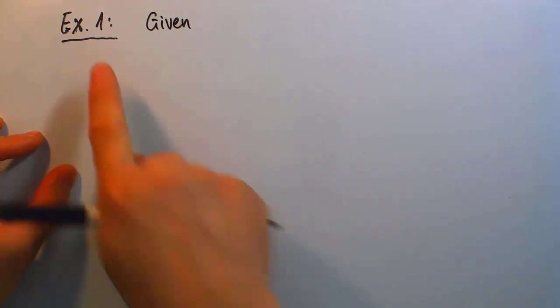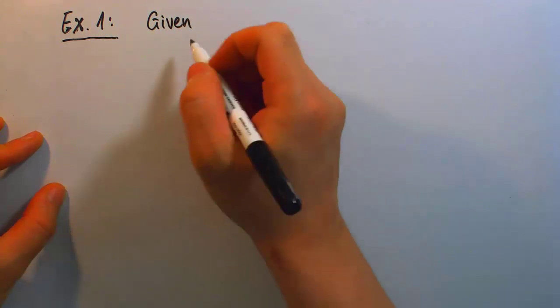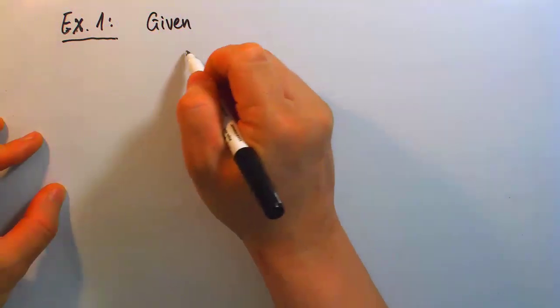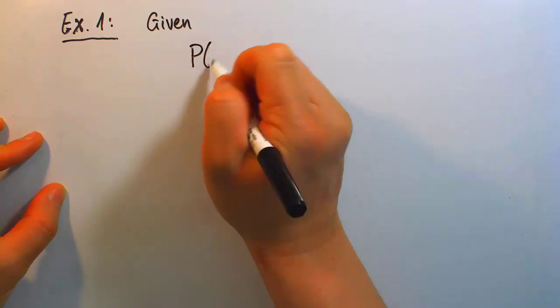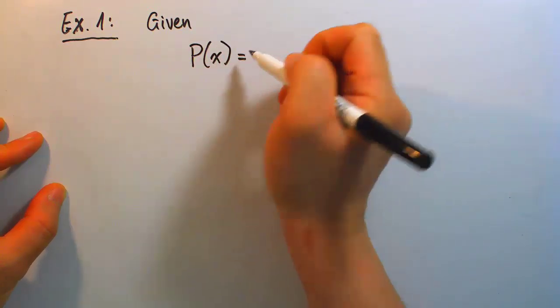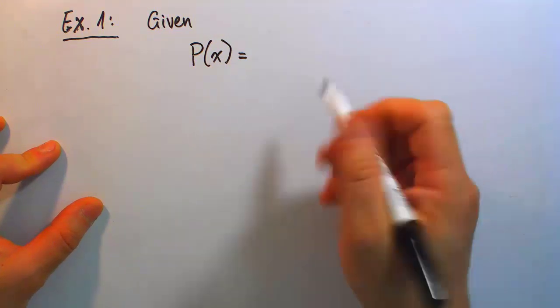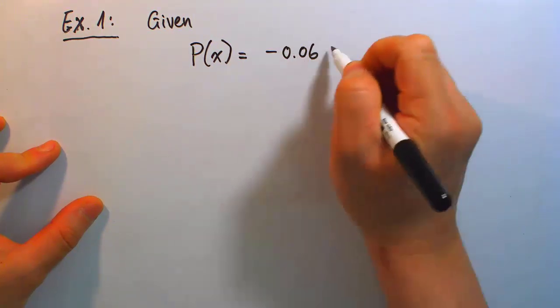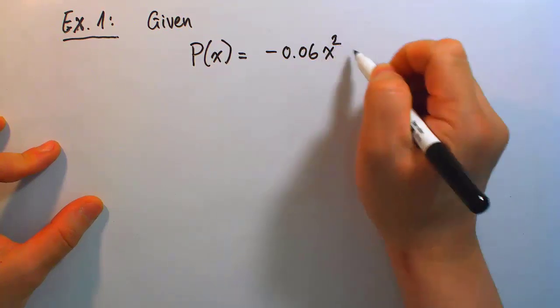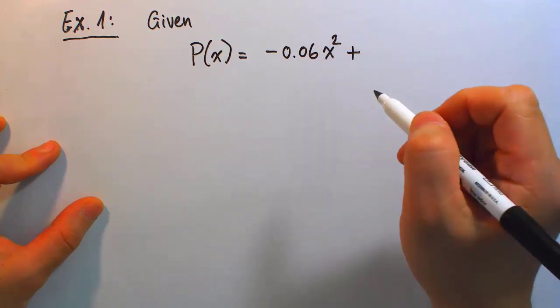All right, so let's look into our first example in finding the maximum or minimum value of a quadratic. In our example 1, let's say we are given a function. I'm going to name our function p of x, and it is negative 0.06 x squared plus 84x.